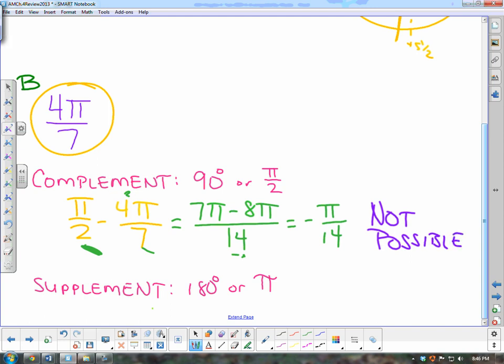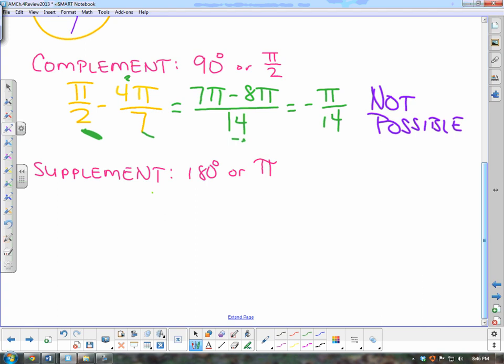Now, if you recognize that ahead of time, you could have just said, oh, that 4 pi over 7 is bigger than a 90-degree angle, so therefore it's not possible. Or you just go through the whole subtraction process and you get the negative angle, then it's not possible. Not saying that you'll get one that is not possible. You might get one that is. That is how you do it. It's just subtracting a couple of simple fractions that have pi next to them.